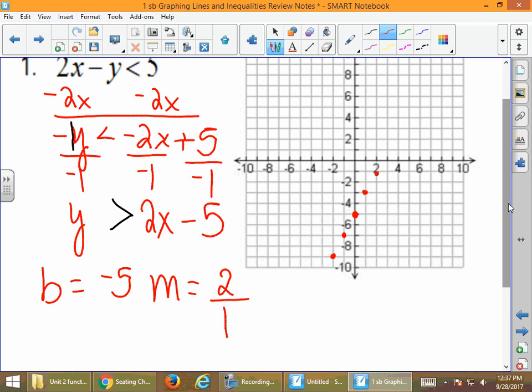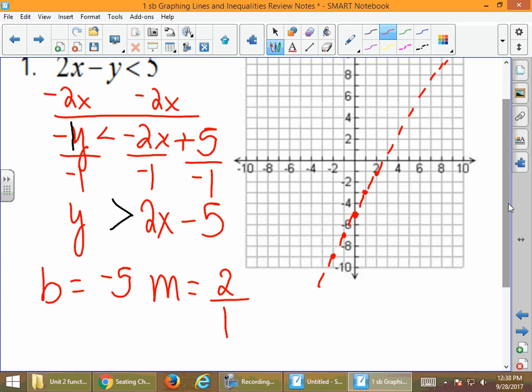But what we need to really stress, and I need to stress it to myself as much as you need to stress it to yourself, is that this inequality is going to be dotted or dashed because it says y is greater than. So when we draw our line, it looks something like that.